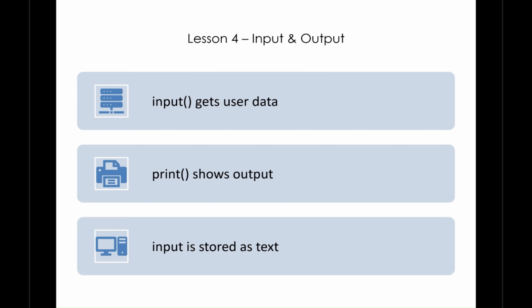Lesson 4 introduced input and output. Input allows the user to enter data into a program, and print sends information back to the user. One important rule to remember is that anything entered using input is stored as text, also called a string. This becomes important when we want to do calculations.